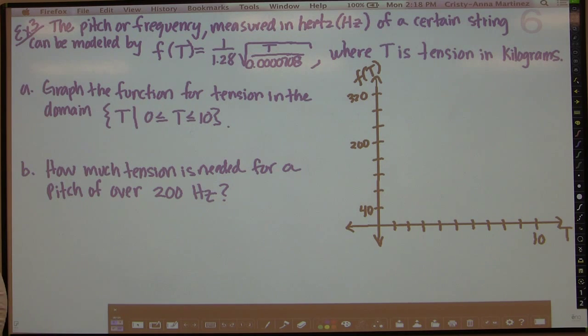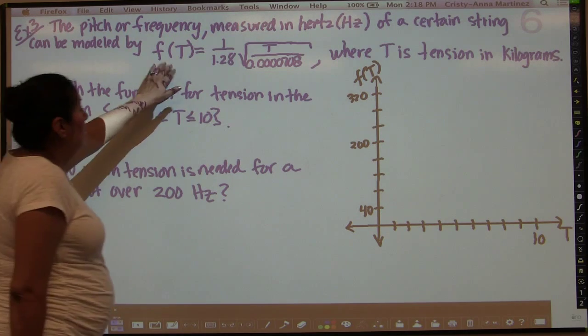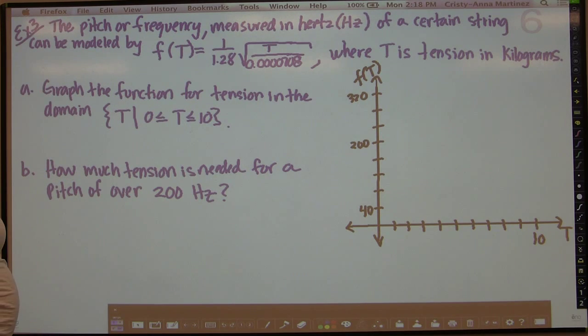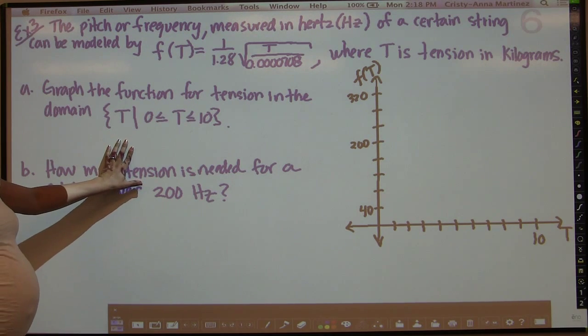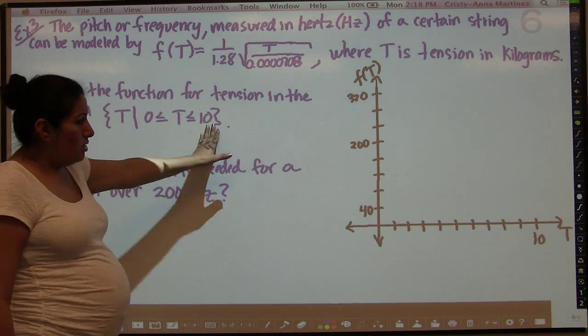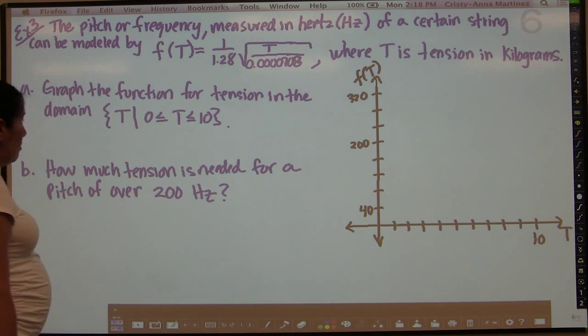All right, it says, again, we want to refer back to the beginning of the section. There's an application problem in your book that kind of just explains the whole scenario. But in a nutshell, it says the pitch or frequency measured in hertz of a certain string can be modeled by this function, which clearly has a square root thing going on here, where T is tension in kilograms, and it wants us to graph the function for tension in the domain, and so they're telling us what our domain is. See, normally the domain would start at 0 and then go on forever, but for the purpose of this problem, they want us to only go from 0 to 10, so my graph only goes from 0 to 10, and they want us to graph it.